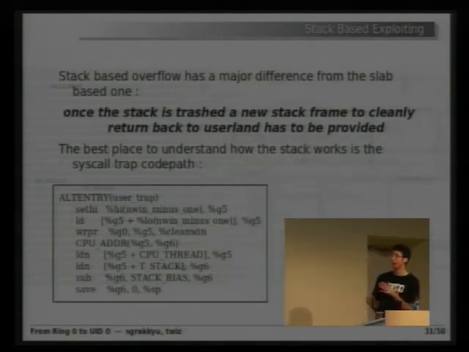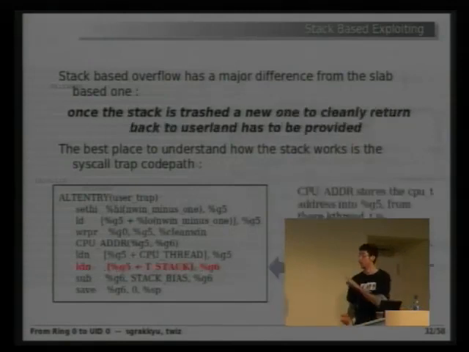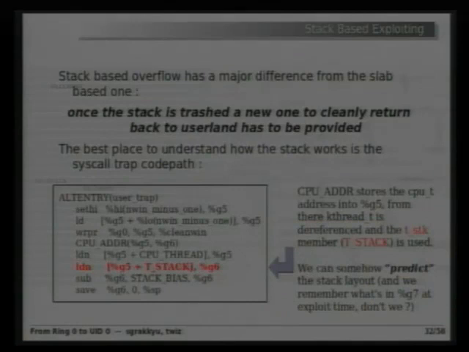The best way to understand how to recreate the stack is checking how it is used by the kernel. The first thing, this is exactly the starting code for the user trap, which is the trap which is called when you issue a system call. The first part just gets you register windows available inside the kernel. You don't really care about that. What you really need to know is that there is a member inside one structure inside the kernel, which basically is used as the starting address point of the stack. So every operation on the stack will start from this address.